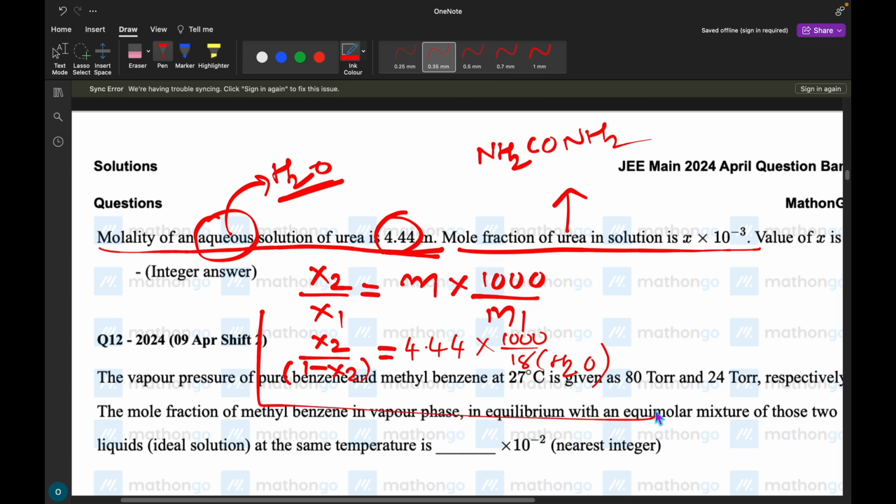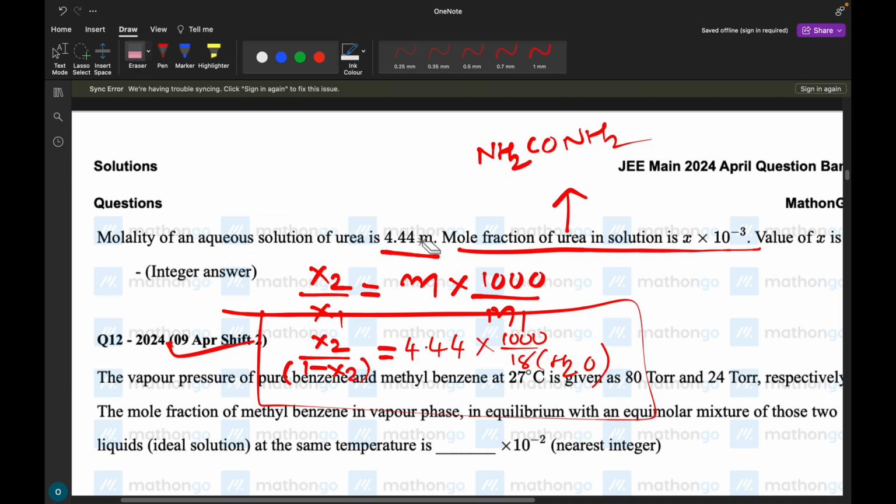So solve it, and tell me the answer for x2 in tomorrow's class. Take it as homework today. So this one you have to take it as homework. I gave you the relation, and the molar mass of urea is not even required. Okay, see you next time tomorrow.